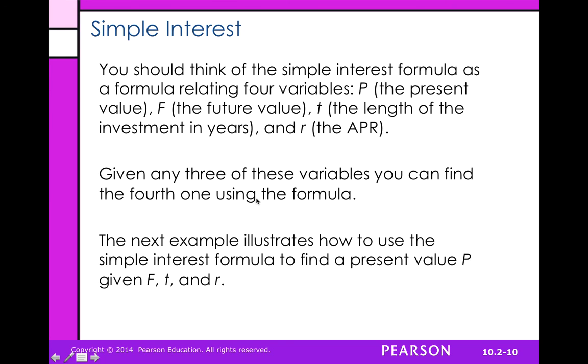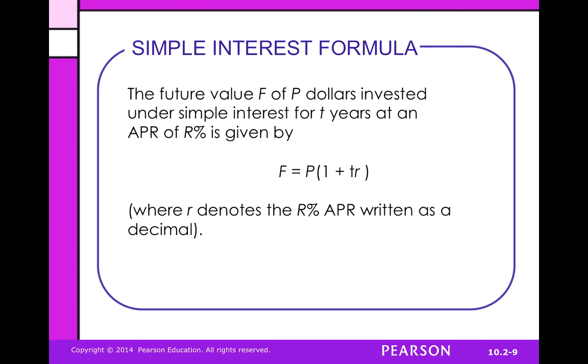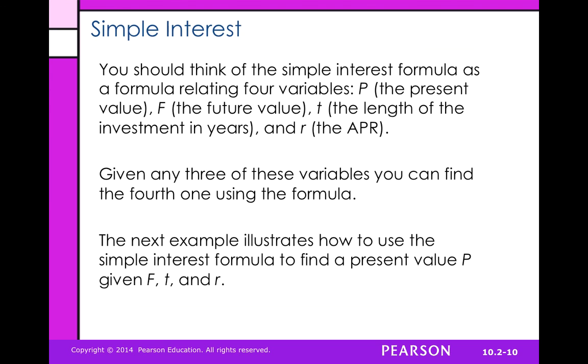Given any three of those variables, you can always find the fourth one using this formula. So we'll do some examples of this, but notice if I tell you you invest 1,000 now, and it's going to be worth 2,000 10 years in the future, what was the interest rate? I've given you three of the four variables. So given three of the four, you can always find the fourth.